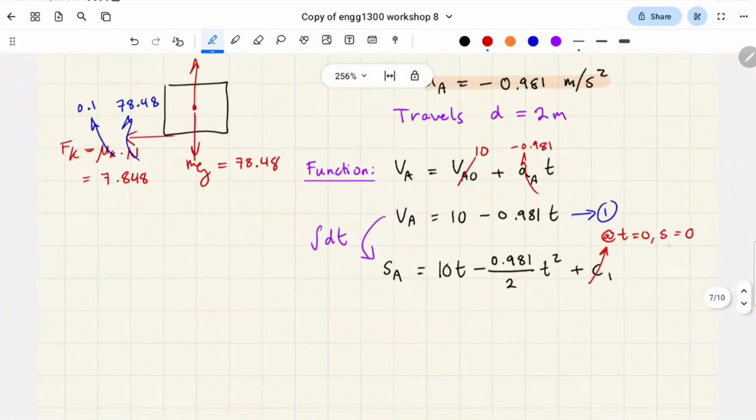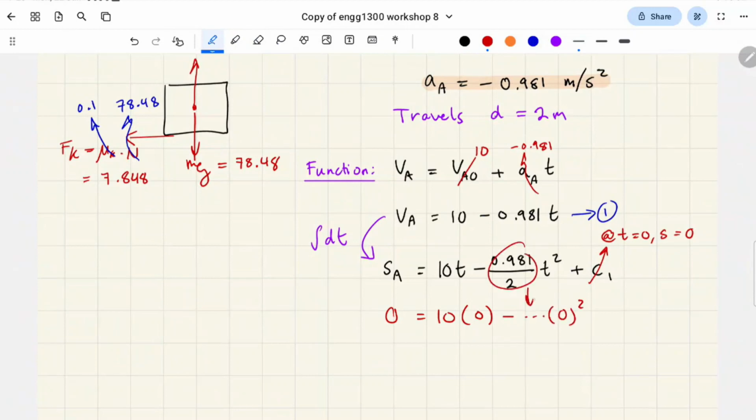Basically, at time equals 0, s is 0. We can just say that. And if we solve that, it looks like this. When you solve for C1, that gives you C1 is 0. So we don't have to worry about that integration constant.